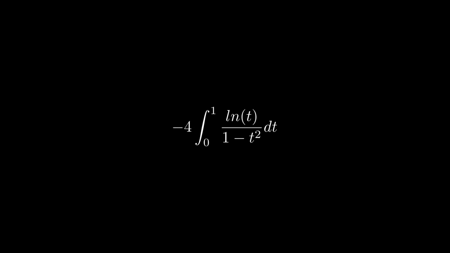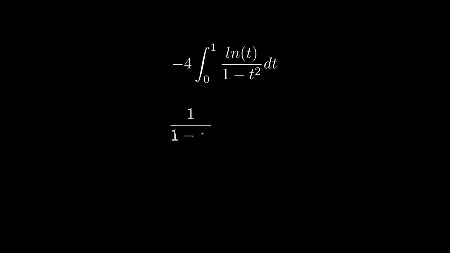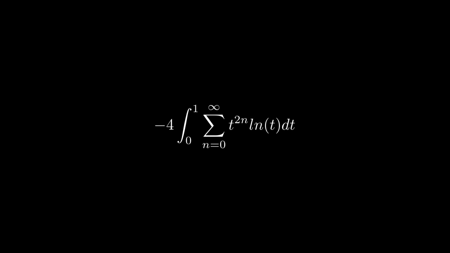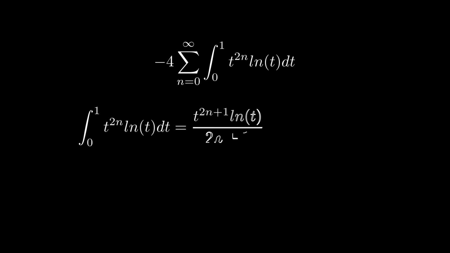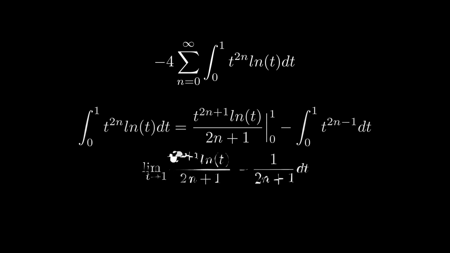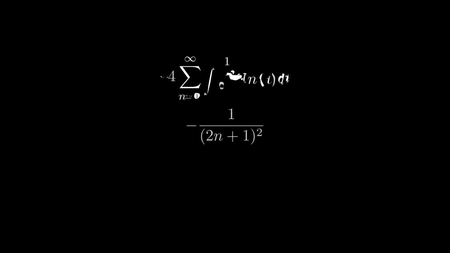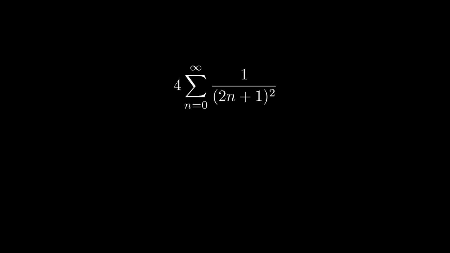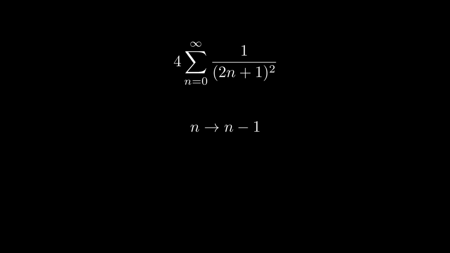We can simplify this by inserting the geometric series representation of our denominator. Now flipping the order of summation, we can evaluate this interior integral using integration by parts. Plugging everything in, we get this very nice sum, and we'll use a change of index to set up our final step.